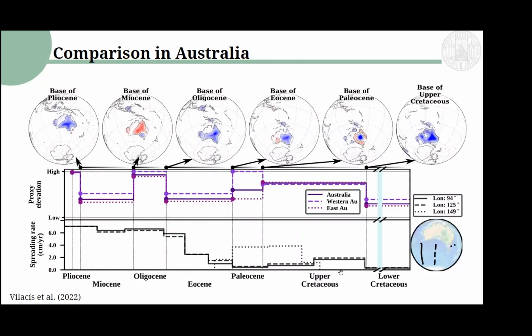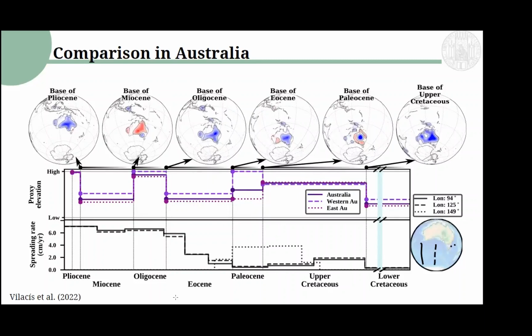If we look at the spreading rates, the solid and the dashed line represent the spreading rates between Australia and Antarctica, and the dotted lines show the spreading rate in the Lord Howe Rise. What we see is that when we have a high proxy of topography, that coincides with the spreading rate in the east of the continent. And then when Western Australia also has high topography, there's rifting starting between Antarctica and Australia. We just submitted a paper where we associated this with one of the pulses of the Kerguelen plume.